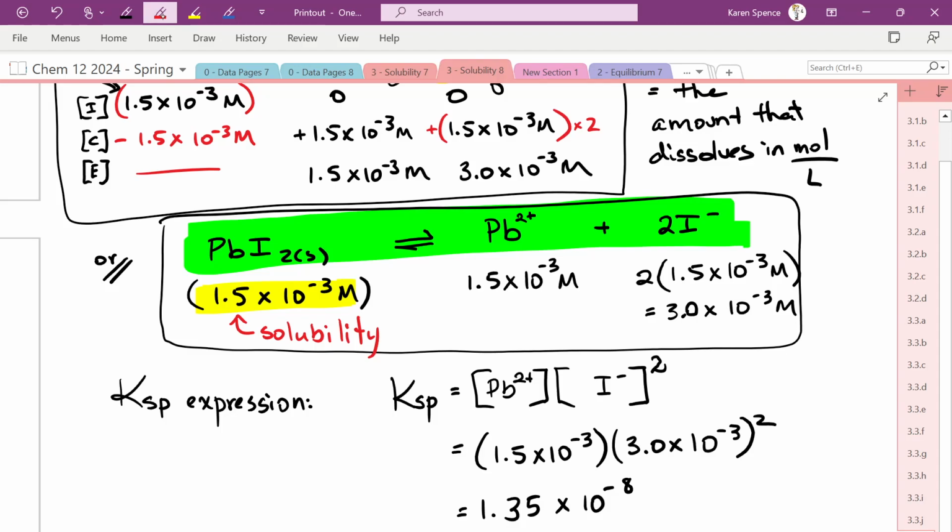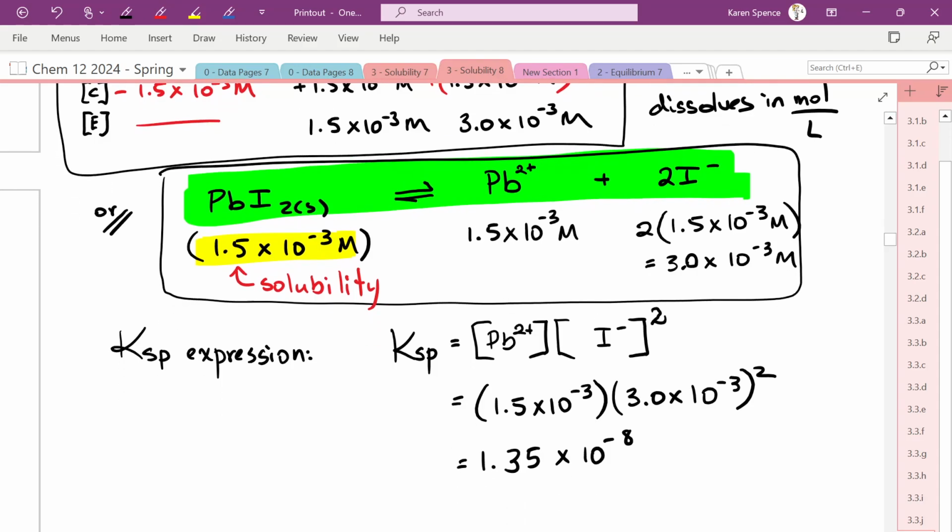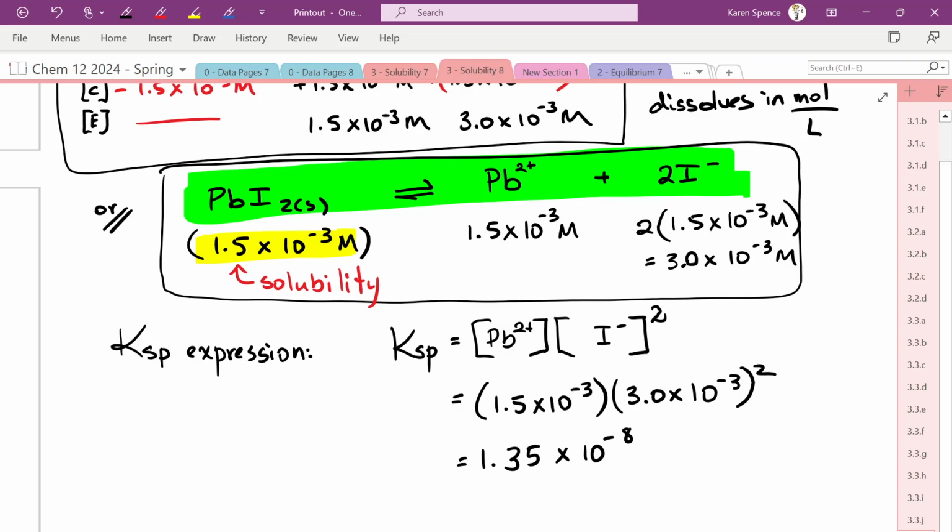Am I done? You should always check your answers for sig figs. How many here? 2. How many here? 2. So I want to have 2 sig figs, so that's going to become 1.4 times 10 to the negative 8.